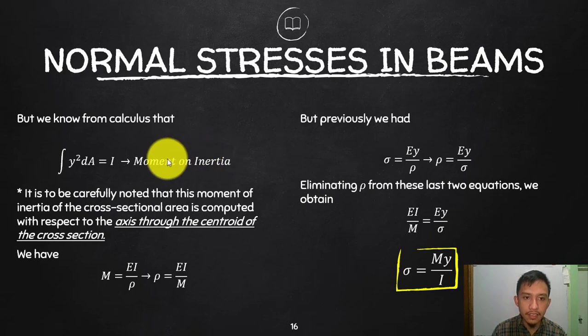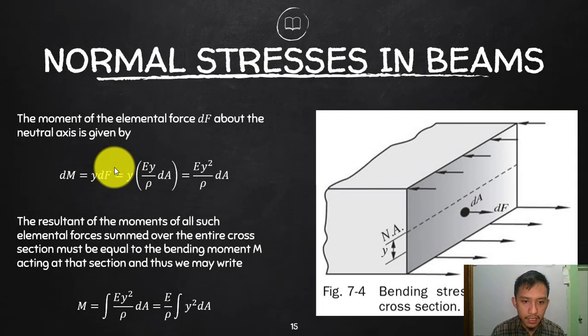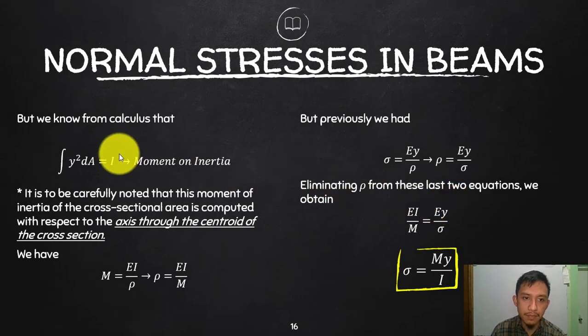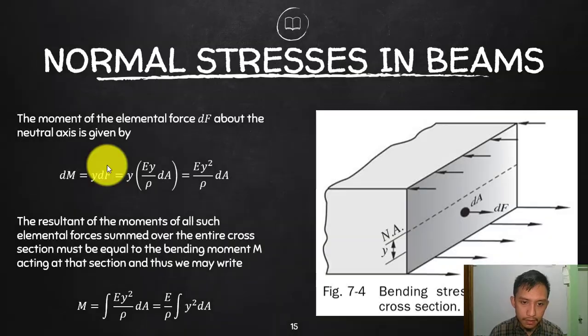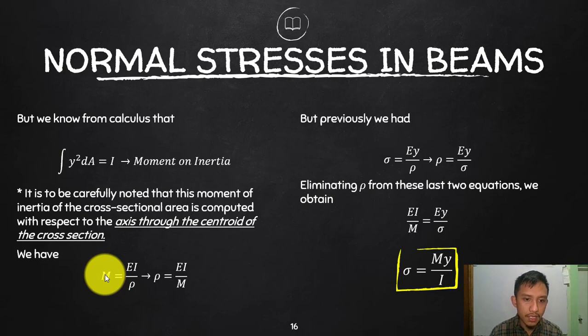We commonly denote that as big letter I. So instead of writing the integral of y squared dA, since in every cross-section shape you can compute the corresponding moment of inertia, there is a formula for each shape of cross-section. We can now change that integral part into I. If I change that, then your M is equal to EI over rho. Rearranging this, you can have your rho.